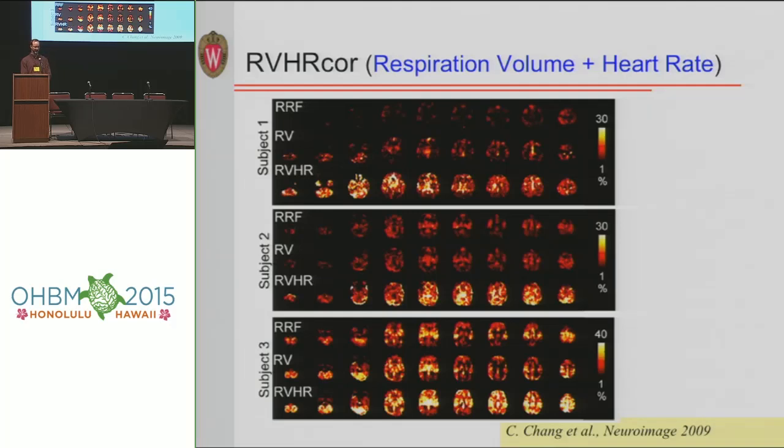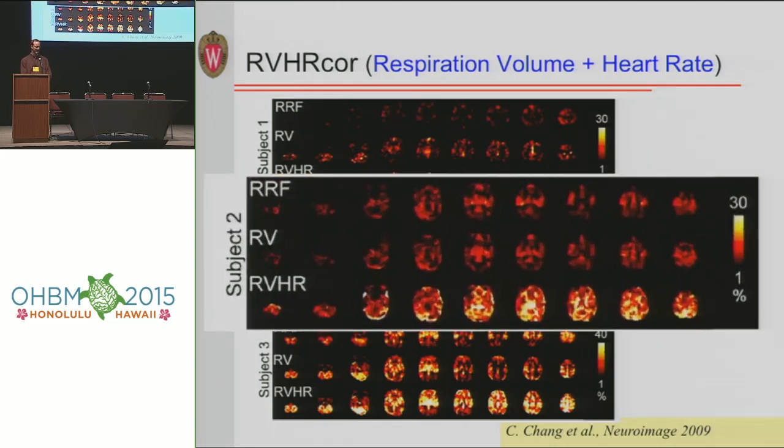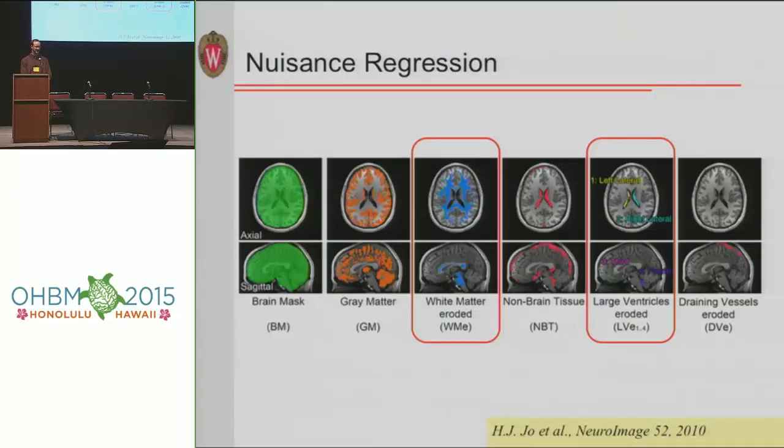Here's one from Catie Chang, RVHRCOR, where they basically measure the respiration volume and the heart rate, convolve that with some response function, and try to fit that to the data, and you see that you can account for significant fractions of the variance explained by respiration and heart rate, up to about 30%, depending on where you look. Just sort of zooming in on that.